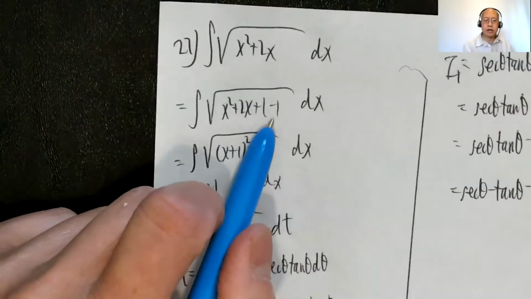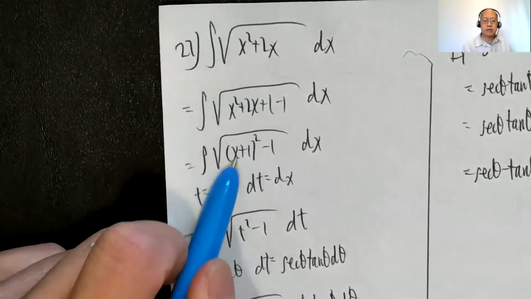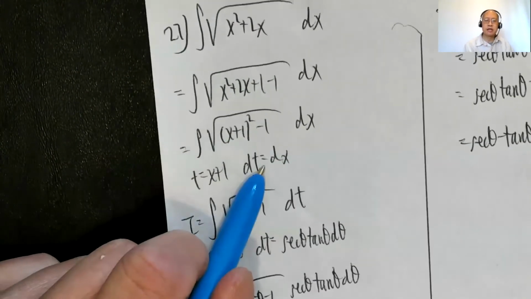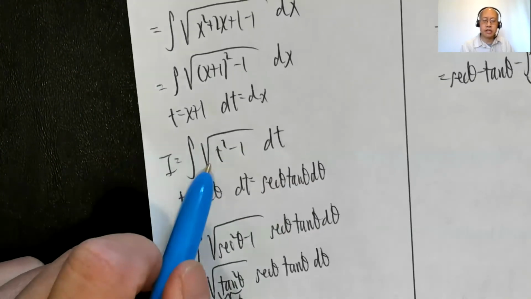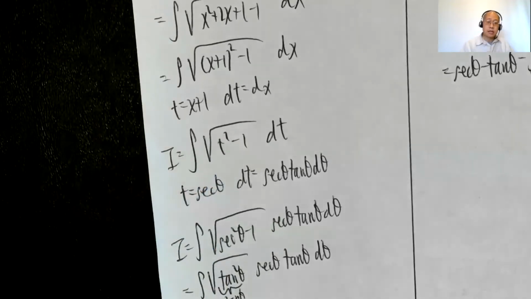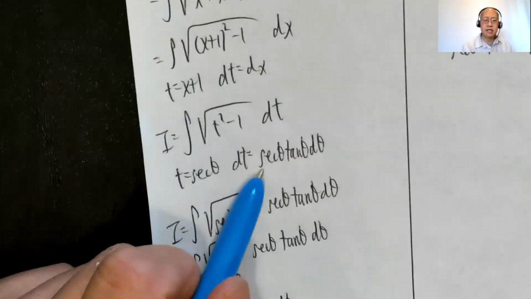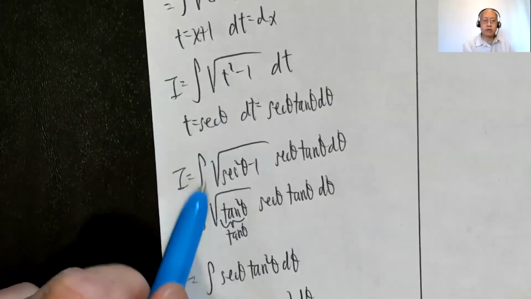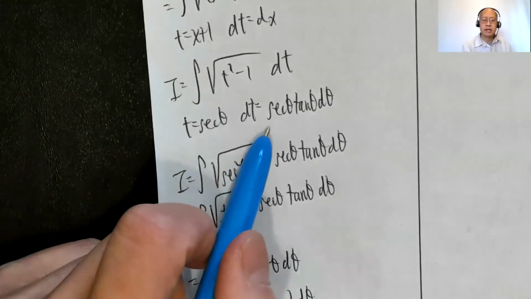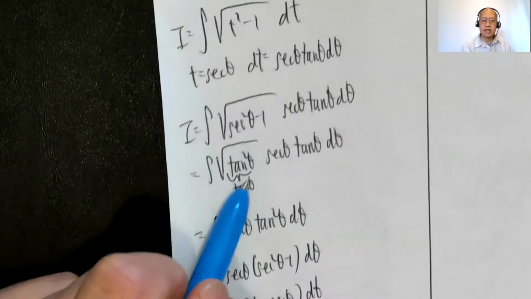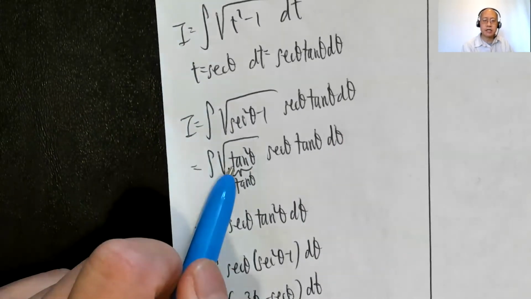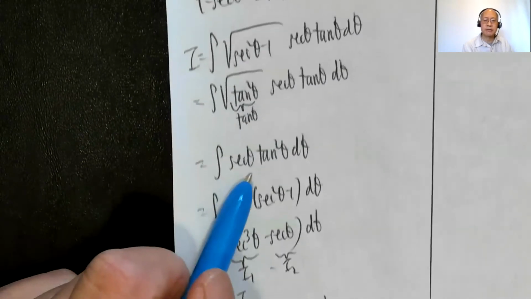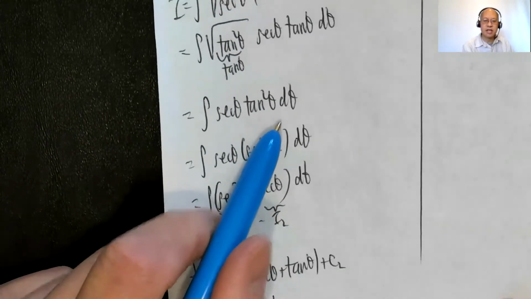So first you add 1 and quickly subtract 1. So (x plus 1) squared minus 1. Let t be x plus 1, dt equals dx. So radical t squared minus 1 dt. Then let t be secant theta, dt is secant theta tangent theta d theta. So it is square root of secant squared minus 1, times dt, which is secant theta tangent theta d theta. This comes out to be tangent squared, whose square root is tangent. So you end up with integral of secant times tangent squared theta d theta.